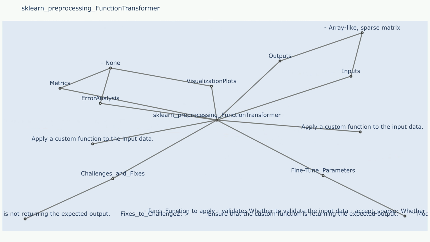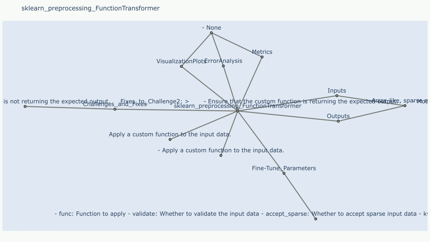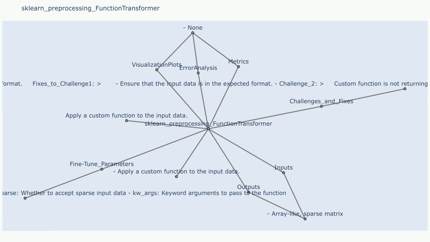A callable function, lambda expression, or any other object that can be called that takes a single argument, the input data X, and returns the transformed data. Outputs. Transformed data. The output of the function transformer is the result of applying your custom function to the input data. The format of the output will depend on the function you define. It can be a NumPy array, pandas data frame, or any other object returned by your function.